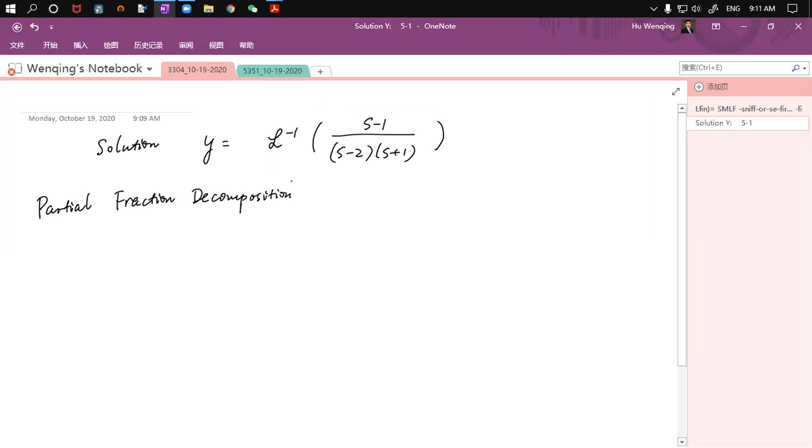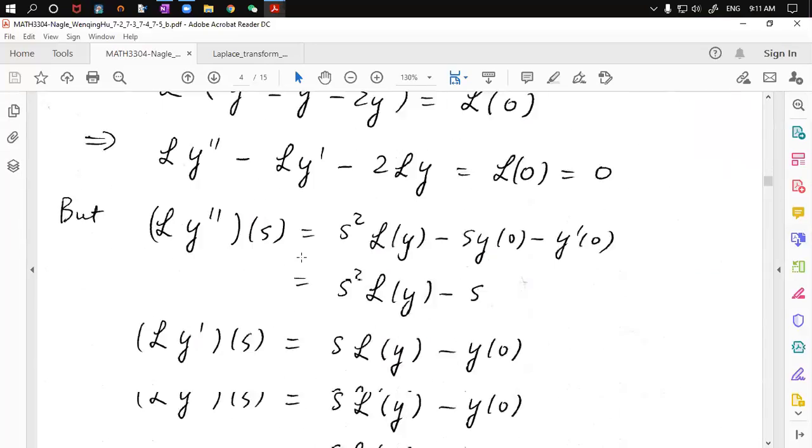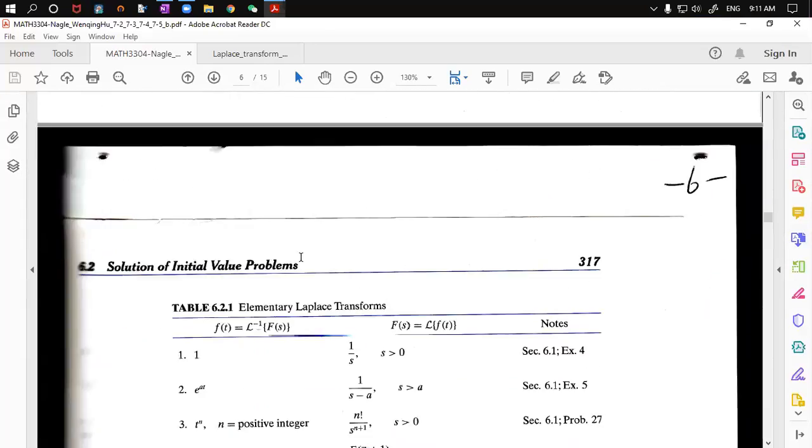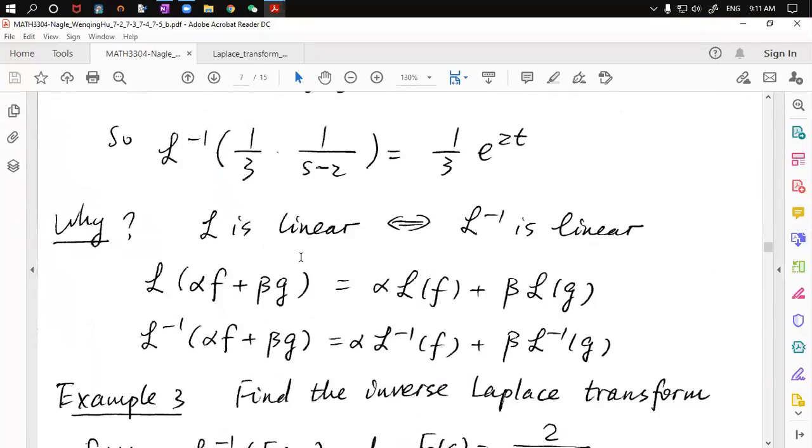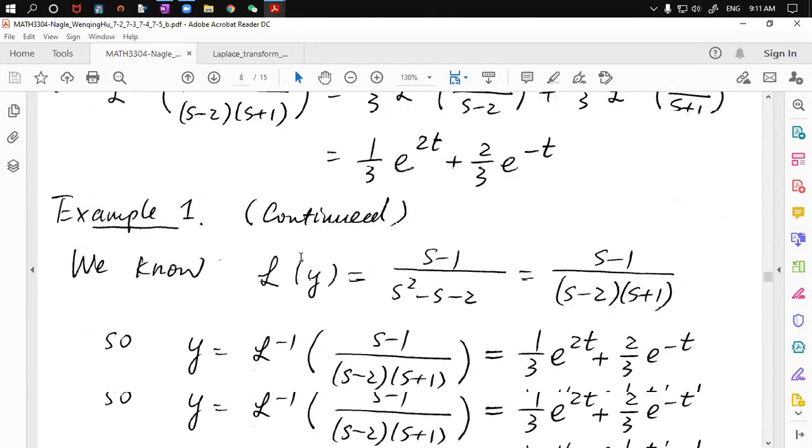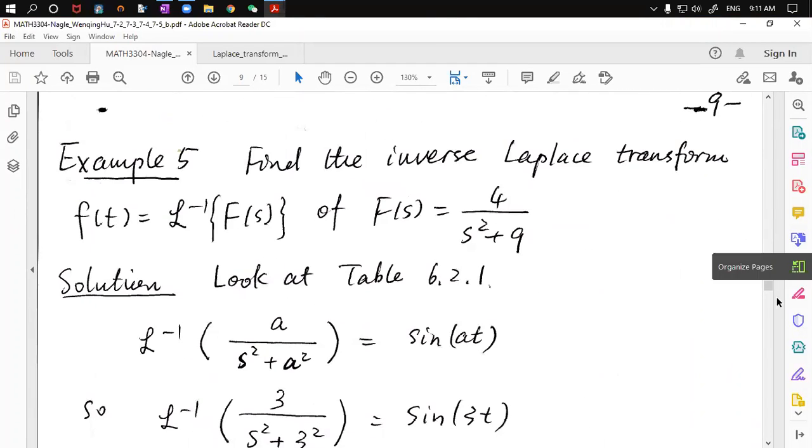Okay, so what is a partial fraction decomposition? Well, a partial fraction decomposition simply means that you can decompose a complicated fraction into a much simpler formula.